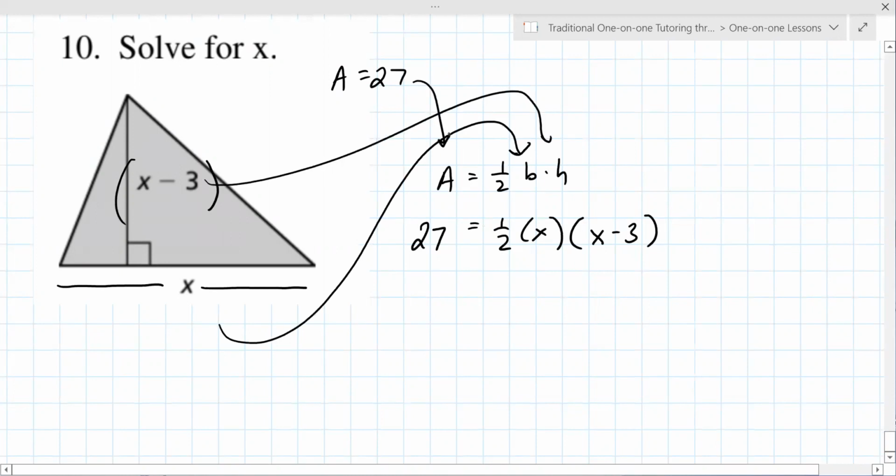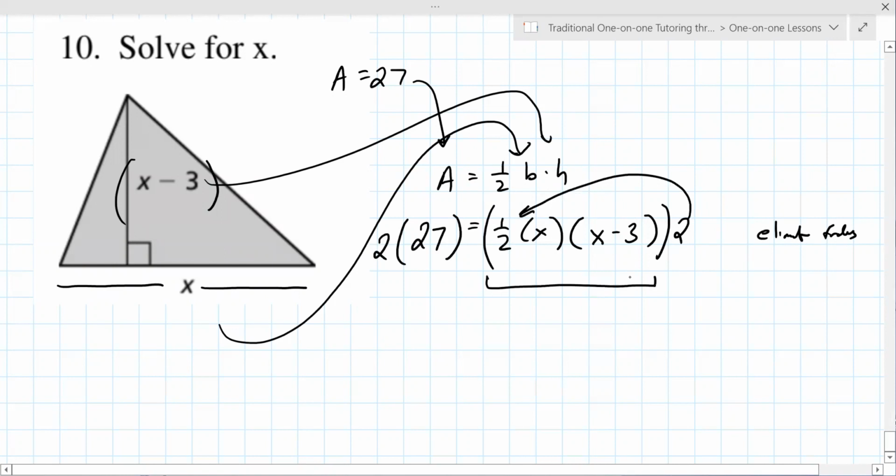Okay. Yeah, that's perfect. Now, my preference, and I think this is something I would tell every student in the classroom, is to eliminate fractions immediately. There's nothing good that comes from fractions, almost never. And to do that, you multiply by 2 on both sides of the equation. Now, what I think is unclear is that you're only multiplying the fraction by 2. This is all one term, which means you don't get to multiply each of them. You multiply one term, the 1/2. So it becomes 54 equals x times x minus 3.